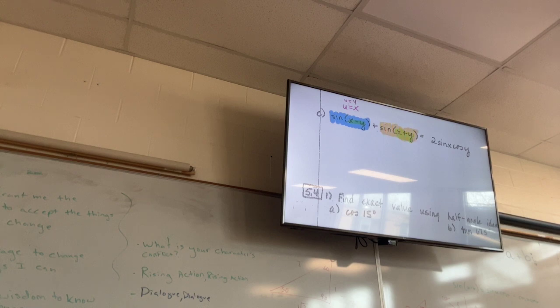The blue stuff simplifies to sine of x times cosine of y minus cosine of x times sine of y. Okay, and then we're gonna plus the orange stuff, which simplifies to sine x cosine y plus cosine x, sorry, sine y.